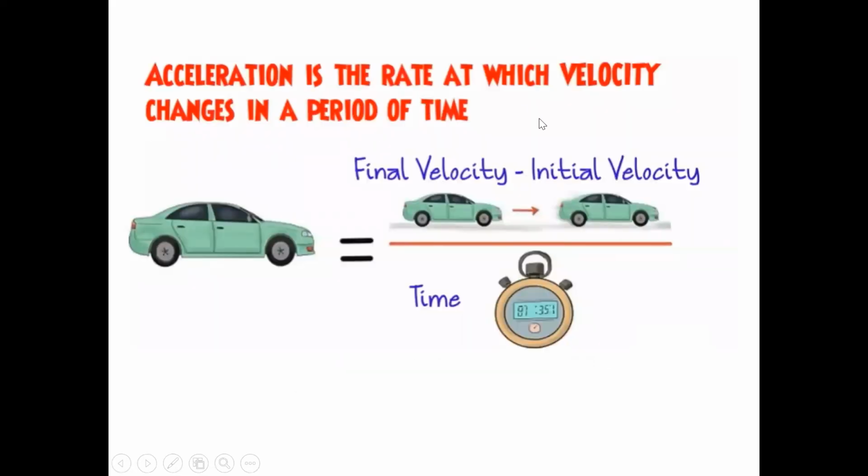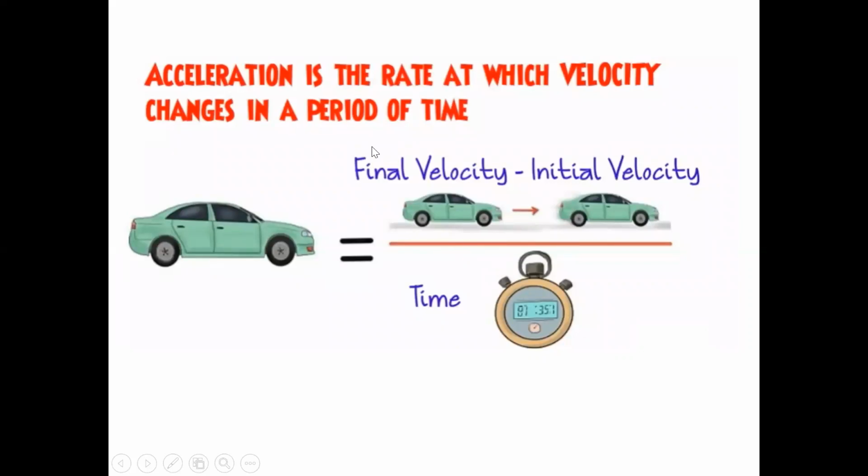Acceleration is the rate at which velocity changes in a period of time. So we have an initial or starting velocity and a final one. We subtract the initial velocity from the final velocity and divide by the total time taken to increase or decrease the velocity, so this is the acceleration.